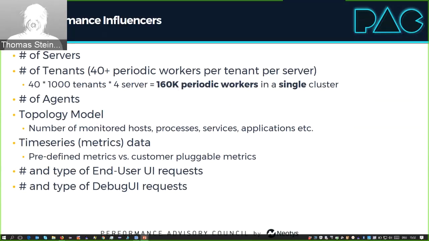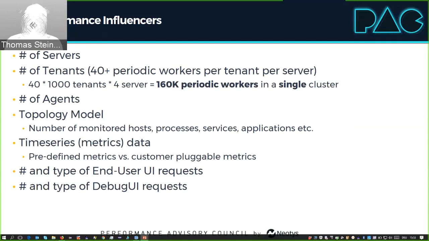So talking a bit about what I call key performance influencers here. We have a few variables affecting us negatively, or that can affect us negatively. It's the number of servers, with all the distribution and distributed on-demand analysis going on. Of course, also the number of tenants. We have heard 1,000 tenants plus. We have around 40 plus periodic workers per tenant.